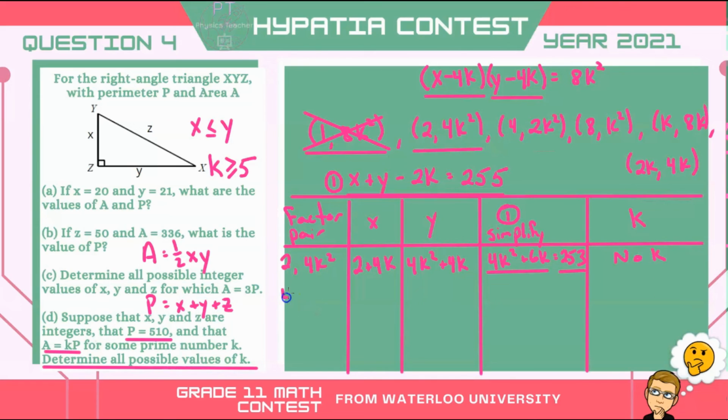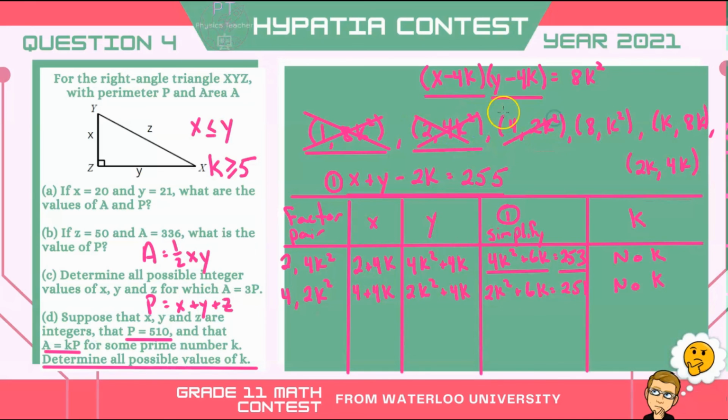For our next pair, we will get x to be 4 plus 4k and y to be 2k squared plus 4k. And if you substitute those into equation 1 and simplify, you will get 2k squared plus 6k equals 251. And for the same reason, the left side is even, the right side is odd, we get no value for k. So we haven't found a single value for k yet. But let's try our third factor pair.